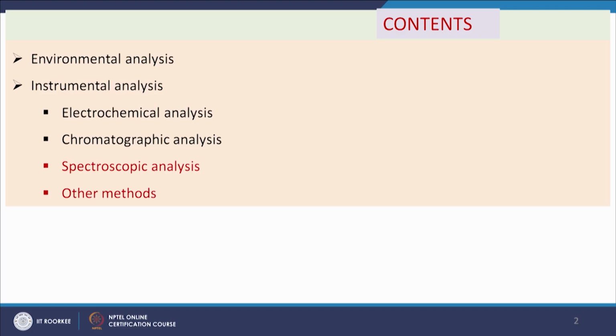Hello everyone. Now we will discuss the topic instrumental techniques for environmental analysis, part 2. In part 1 of this topic we discussed gas chromatography and liquid chromatography, and in this class we will discuss spectroscopic analysis, that is UV spectrophotometer and FTIR. Now we will see first UV visible spectrometry.